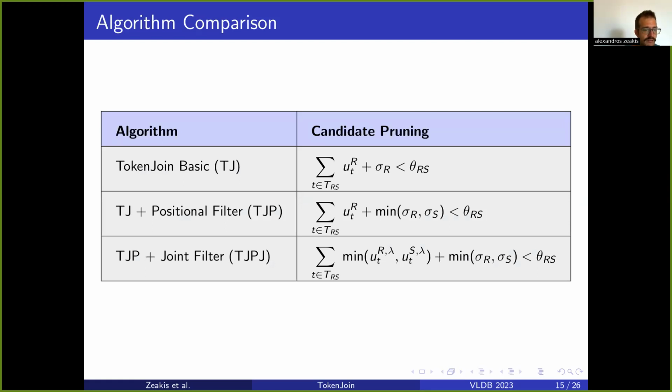Here we summarize the three variations of our methods. The basic algorithm called TJ computes the collected and remaining utilities only based on R. TJP extends TJ by applying also the positional filter, which computes the remaining utilities based on both R and S. Finally, TJPJ extends TJP by adding the joint filter, which computes collected utilities jointly for R and S.